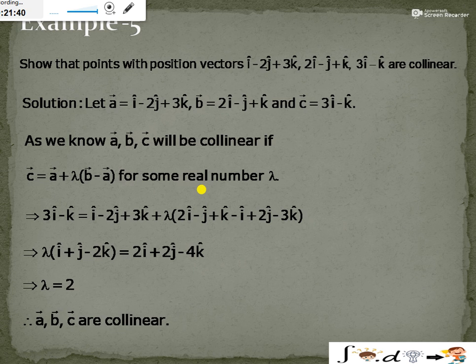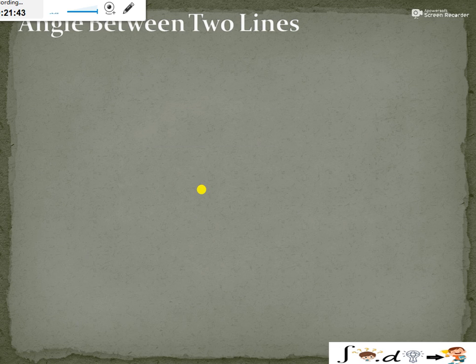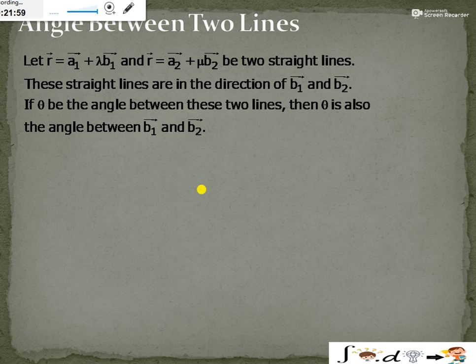Is it clear? And now the angle between two lines. अब angle between two lines अब की बार हमारे syllabus में delete हो गया है, लेकिन इसको हम करेंगे क्योंकि कुछ काफ़ी questions ऐसे हैं जो इस concept के ऊपर based हैं. ठीक है, तो पहले हम देखते हैं इसको. Angle between two lines, we have to consider the vector r is equal to a1 vector plus lambda times b1 vector and vector r is equal to a2 vector plus mu times b2 vector, straight lines. These straight lines are in the direction of B1 and B2.